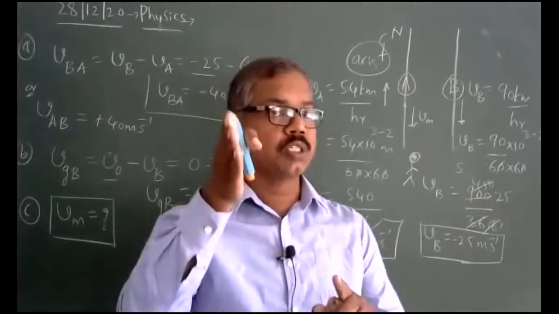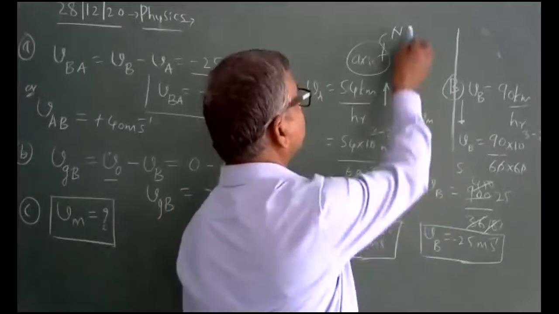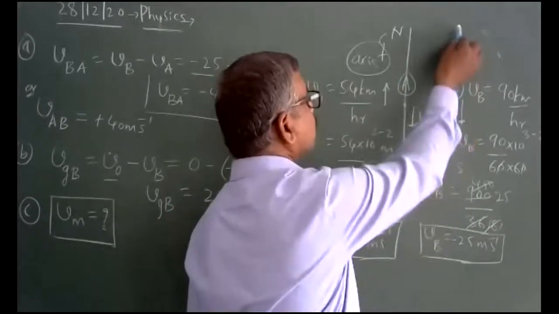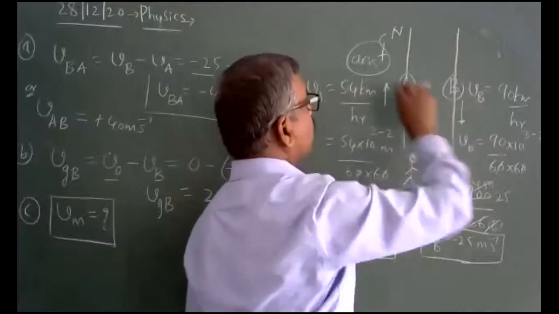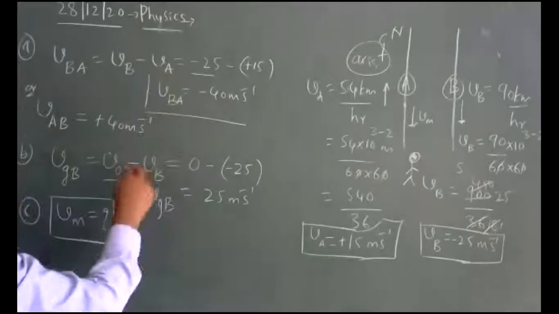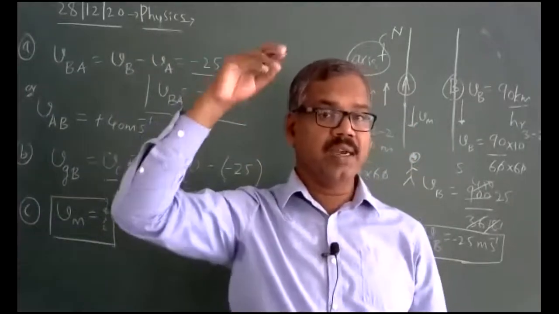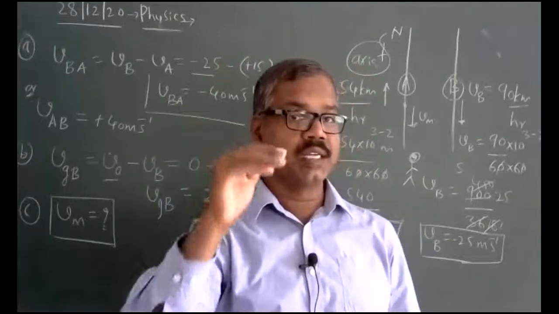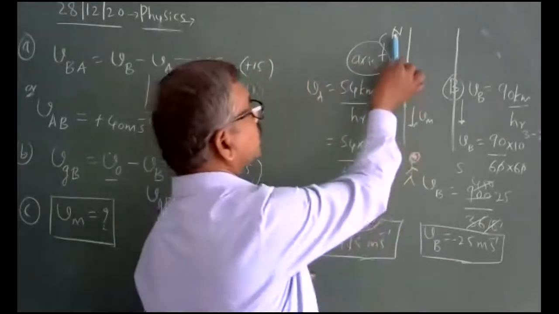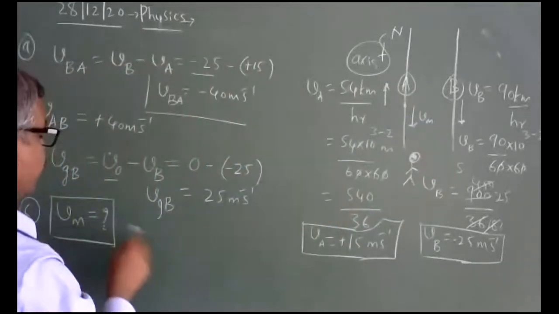Train A is moving towards north. Train B is moving towards south. Train A towards north, train B towards south. North is taken positive, south is negative. A completed, B completed. What is C? Monkey is on the roof of a train and the monkey is moving in the opposite direction of the train. If train is moving towards north, monkey is moving towards south. Calculate the velocity of a monkey.